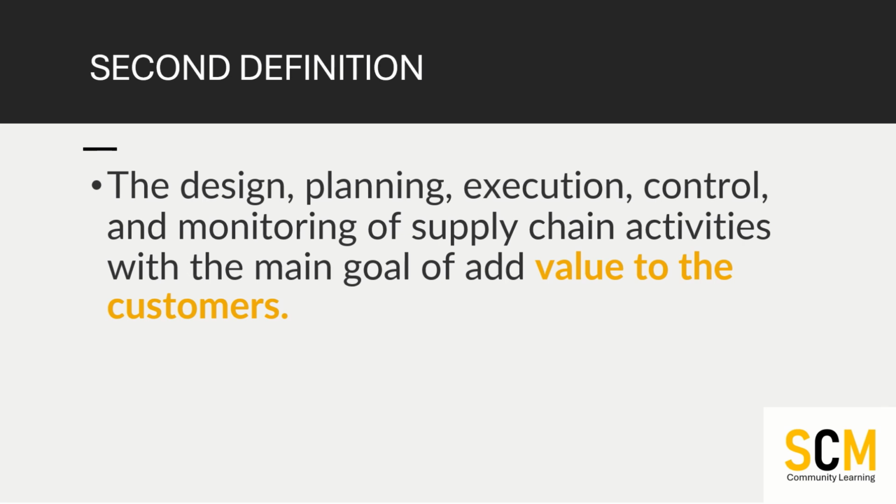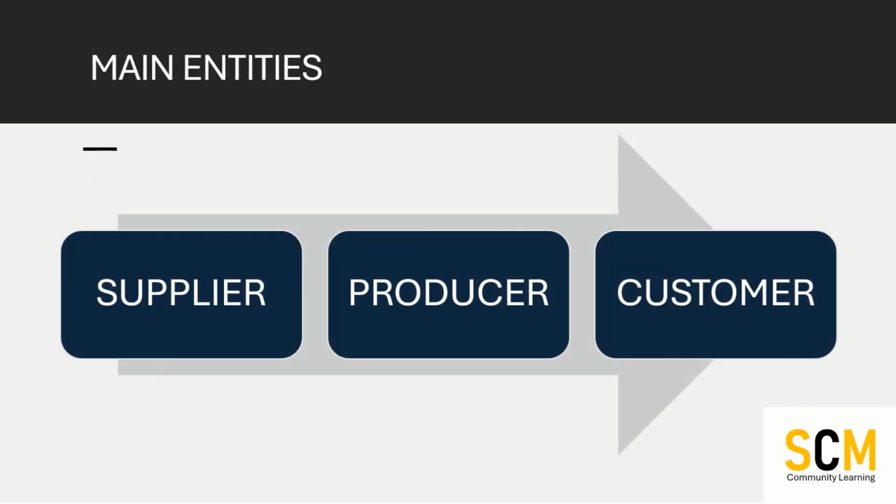The most important thing in this slide is to understand that supply chain management exists just to add value to the customers. That's the main goal, that's the purpose, that's the objective, that's the true north. That's all about SCM. On SCM, we have three main entities. The first one is supplier, producer, and customer. Remember, we need to add value to the customer.